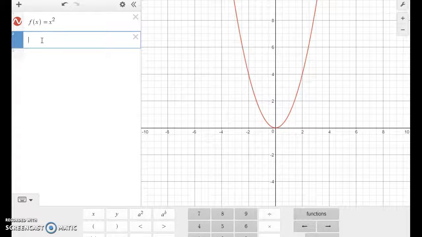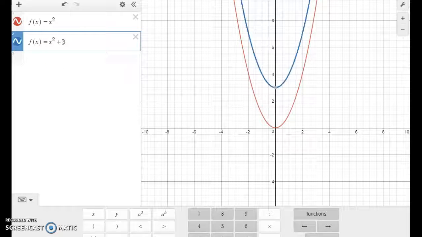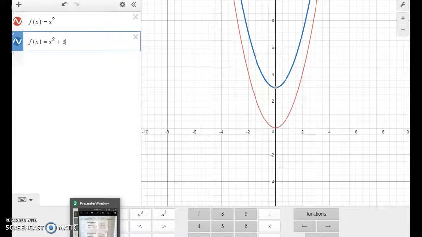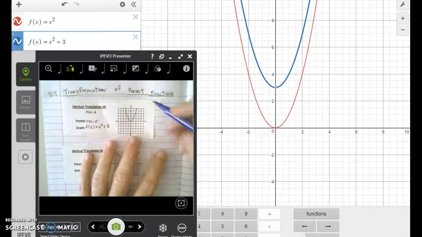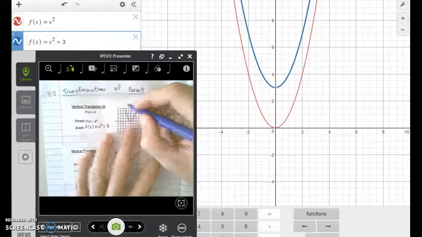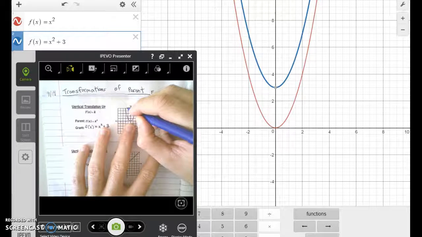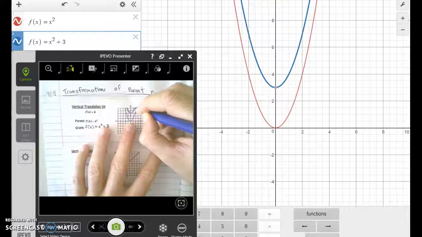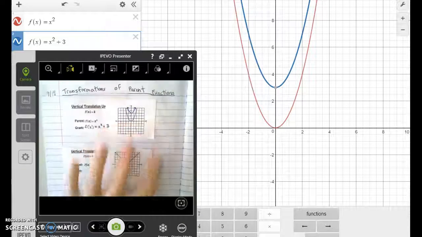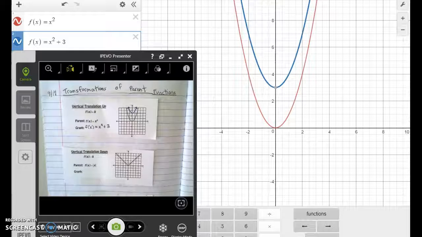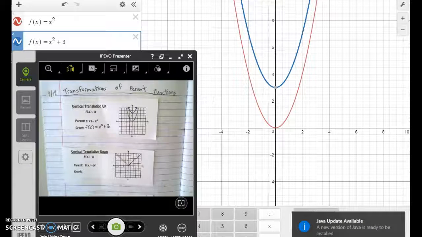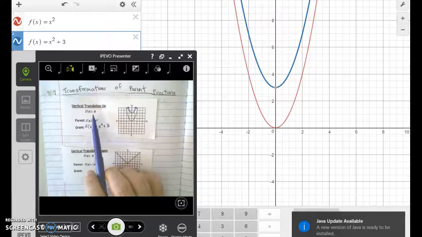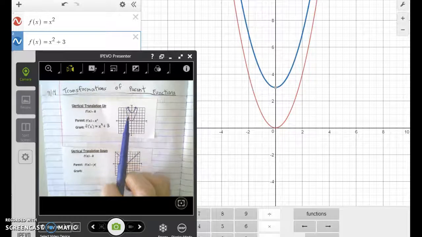I'm going to now do the transformation by adding 3. So what I can see is that my parent function shifted up 3. So now I'm going to draw in the new transformation with the U shape at plus 3. And I'm only going to draw what I can see on the graph. So I know that U shape just went up 3 units. So translation up is when you're adding. So if you have this plus some value, so they're using k as the value, that's going to shift your graph to go up.